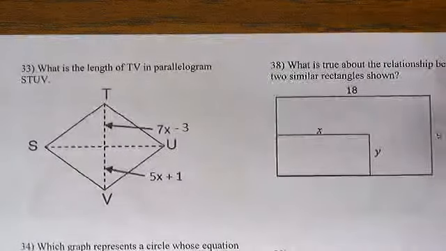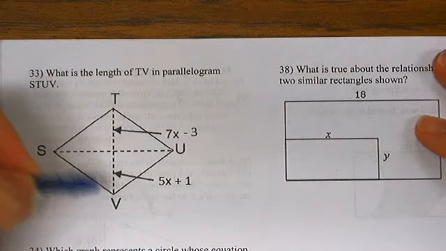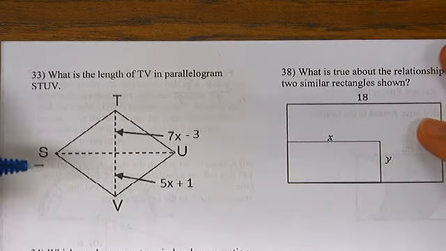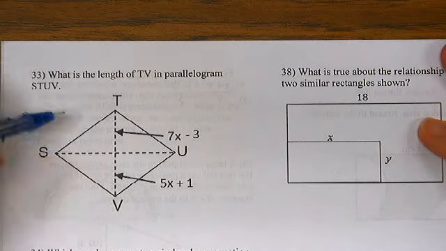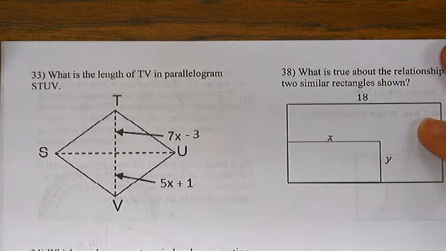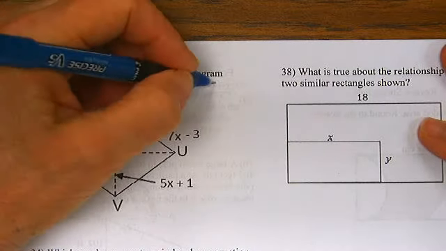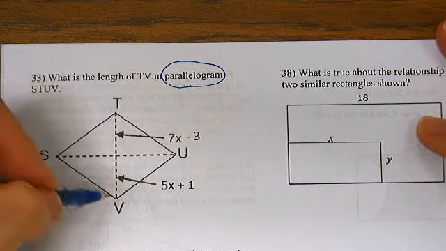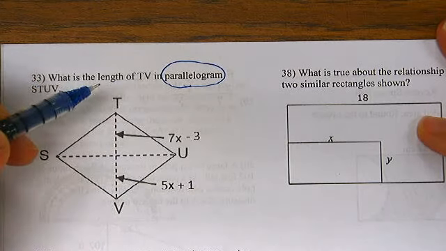Problem 33, what is the length of TV in parallelogram STUV? Well, we could get all crazy and notice that we have two sets of parallel sides cut by transversals. We have congruent triangles. But what we really want to remember in terms of properties of a parallelogram is the diagonals of a parallelogram bisect each other.